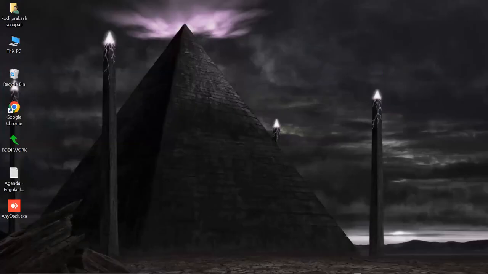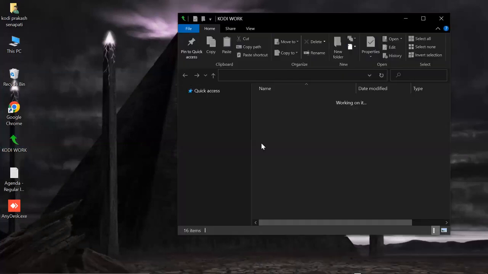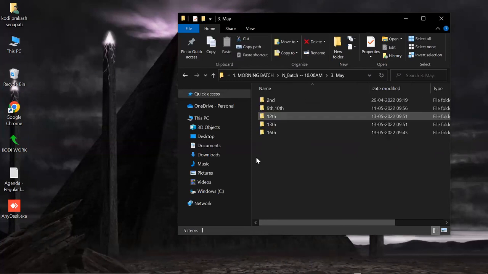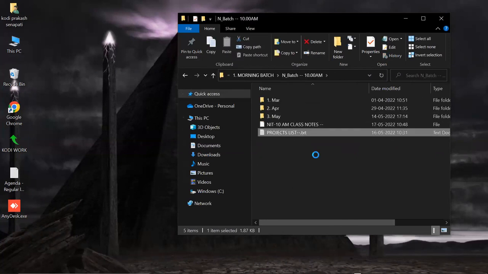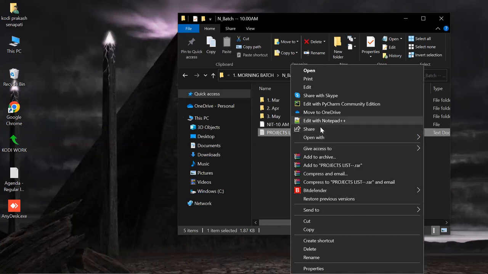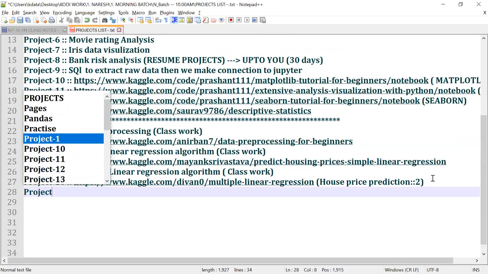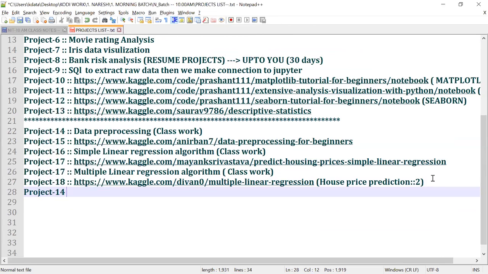Let me, just one second. Morning batch, 10 a.m. Edit with Notepad++. Oops. I think I already gave this one. So here I am going to do a project called 14 polynomial. Is it linear or non-linear?